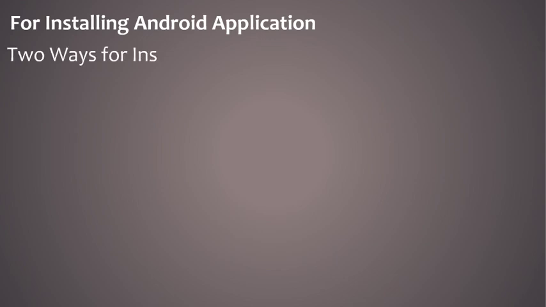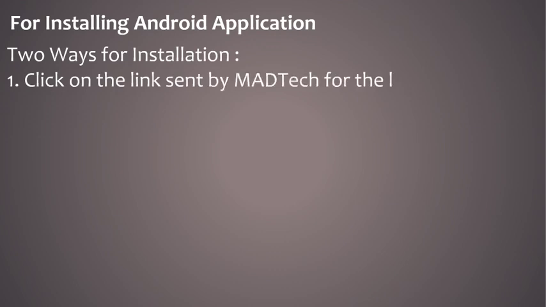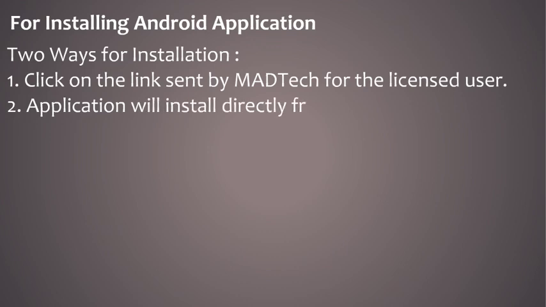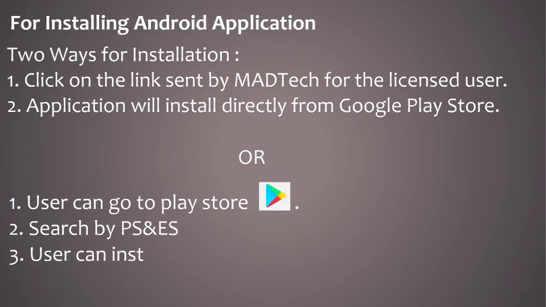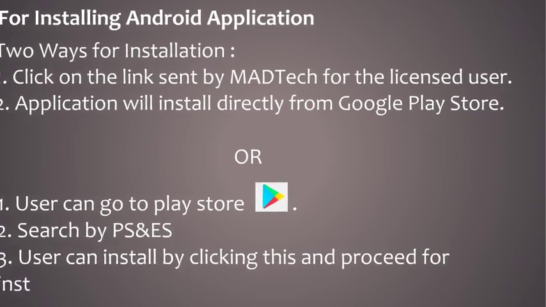For installing Android application, there are two ways for installation. 1. Click on the link sent by MADTech for the licensed user. 2. Application will install directly from Google Play Store. Or 1. User can go to Play Store. 2. Search by PS&ES. 3. User can install by clicking this and proceed for installation.